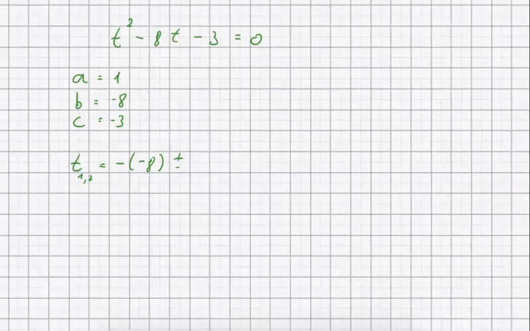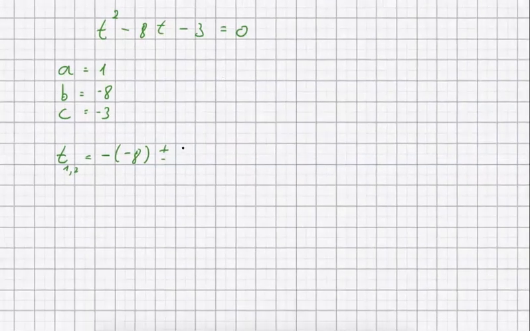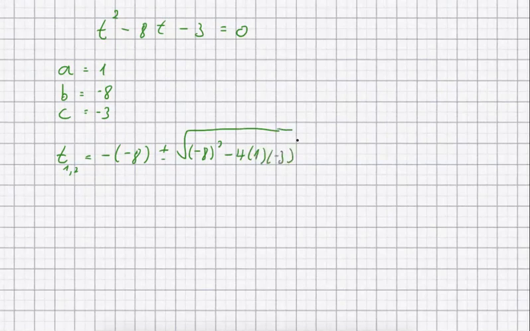Minus 8. So second power. Minus 4 times minus 4, times 1 times minus 3. And all of that is over 2 times 1, which is 2.